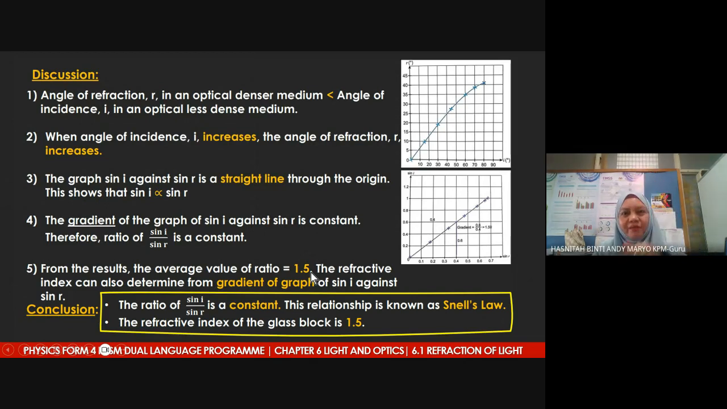You find the average of the ratio, it gives you 1.55. And from the gradient also, we find the value 1.5. So what is this 1.5? 1.5 is actually the refractive index of the glass block. So remember Snell's law, n equals sine i to sine r. So n is the gradient, which is the refractive index of the glass block. And the value here is 1.5. Okay, so this is one way to determine the refractive index of a glass block by using Snell's law formula.